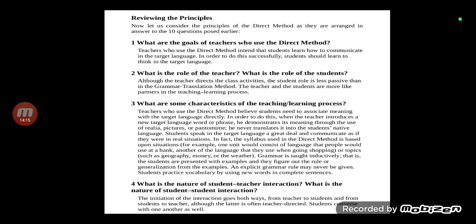The teacher and the students are more like partners in the teaching learning process. Number 3, what are some characteristics of teaching learning?